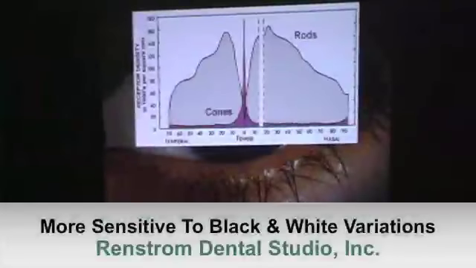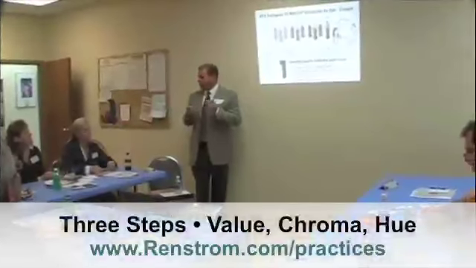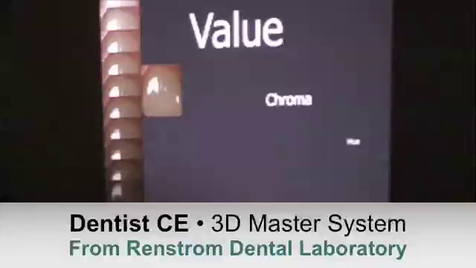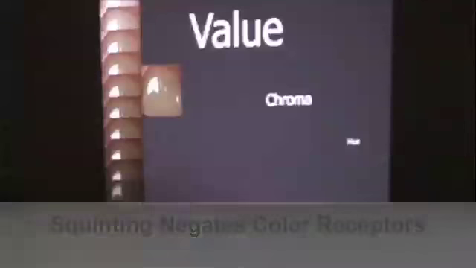The eye is actually 14 to 15 times more sensitive to black and white variations. You tell people that, and they often say, "But it seems odd to me because we shop for color." So three steps: value, chroma, and hue. Think about if you have difficulty seeing something, whether it be matching a shade for crown and bridge or seeing print on a text. What do we all do? We squint, right? And what are we doing when we squint? We're negating the color receptors.